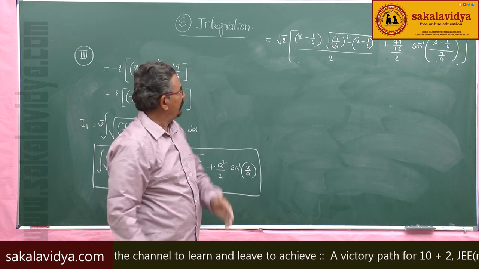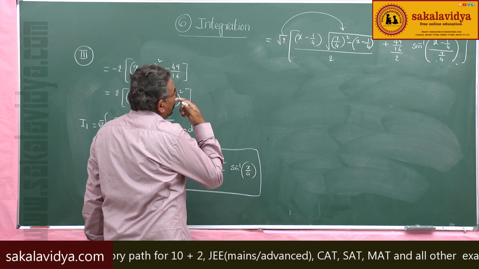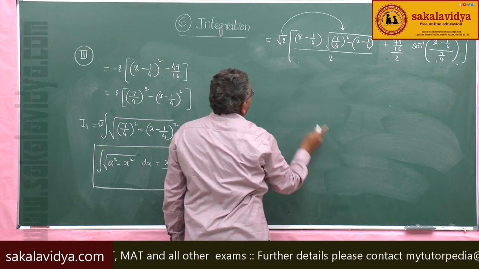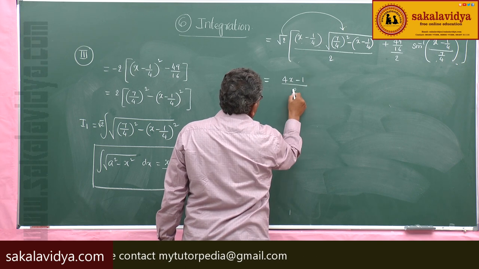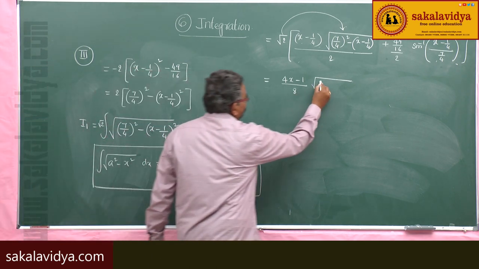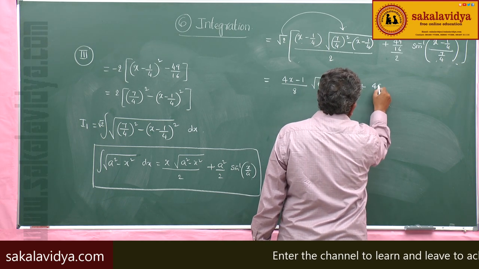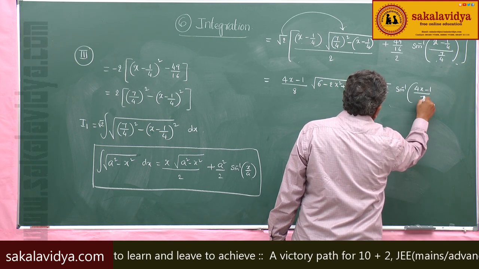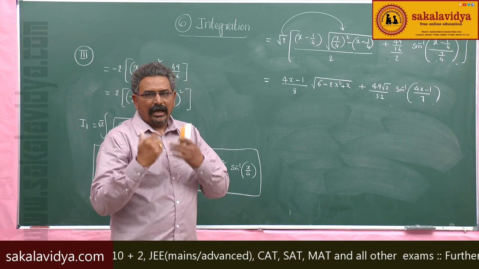Okay, let us simplify. Root 2 into this becomes 6 minus 2x square plus x under the root. So, now we can write (4x minus 1) by 8 root of (6 minus 2x square plus x), plus this will be 49 root 2 by 32 sin inverse ((4x minus 1) by 7). But it is not the solution. Our ultimate goal is to evaluate the integral I.